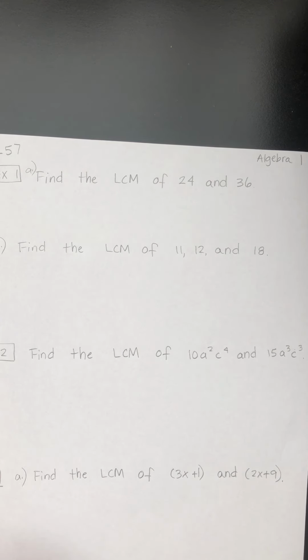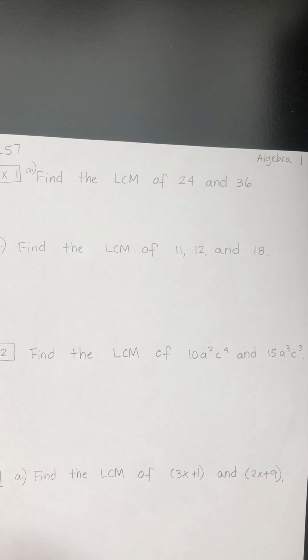Now, what happens if you have an algebraic expression? All you're going to do is the same thing. It says to find the least common multiple of 10a squared c to the 4th and 15a cubed c cubed. Write that down and find the factors of each of them. The first step is to find the factors of the coefficient, which is the number. So 10, you can divide it by 2 and you get 5. So these are our factors for 10, 2 times 5. And for 15, it can't be divided by 2, but it can be divided by 3. You get 3 and 5.